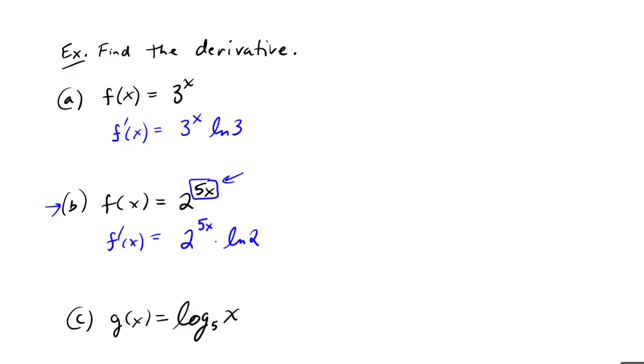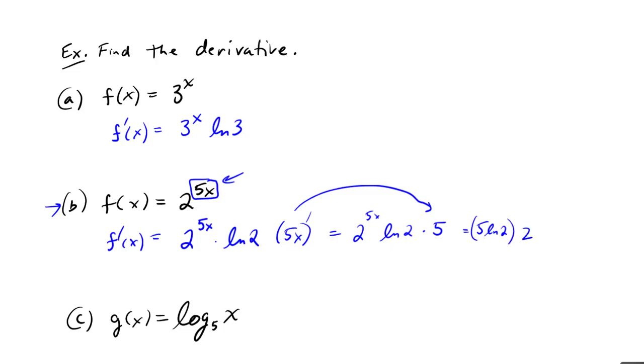And then I need my chain rule argument, and I need the derivative of 5x. So I get 2 to the 5x ln 2, and then I still have to multiply by a 5 because that's the chain rule derivative there. And then basically I might order this a little differently: 5 ln 2 times 2 to the 5x, but it's not a big deal.